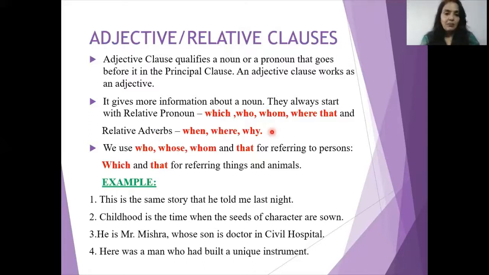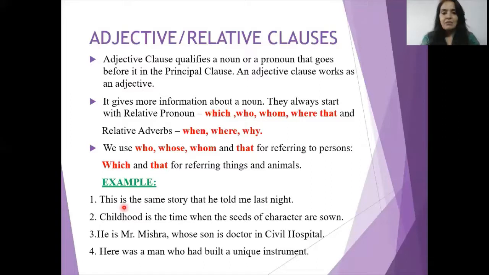One important point, because this is a very silly and very common mistake done by the children. We should keep in our mind, we use who, whose, whom and that for referring to persons, or which and that for referring to things and animals. So for things and animals, which and that. For human beings, who, whose, whom and that. We'll try to understand through these examples.